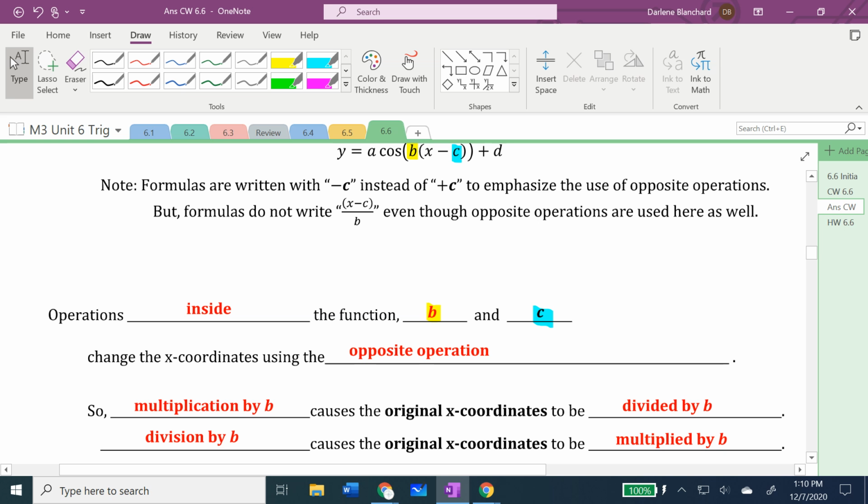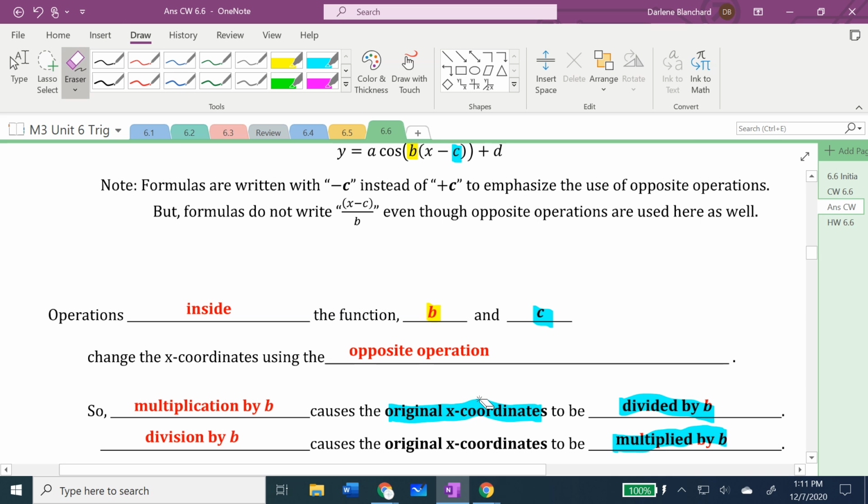And just to emphasize, that means that if you see multiplication by b, you're going to take the original x coordinates and divide them by b. If you see division by some number b, you're going to multiply the original x coordinates by b.